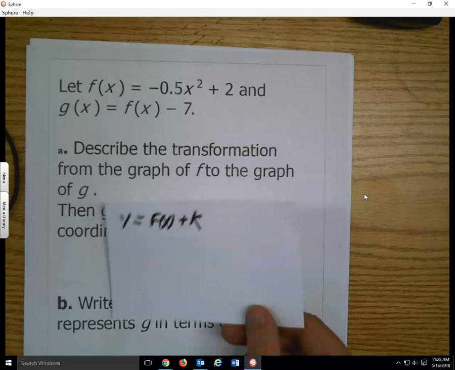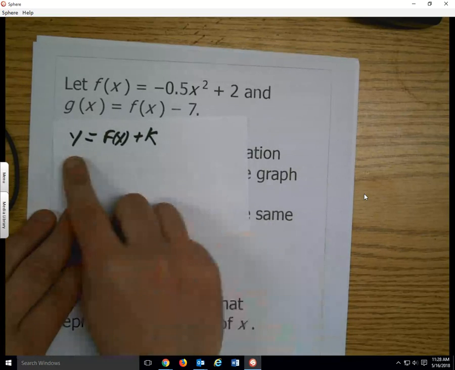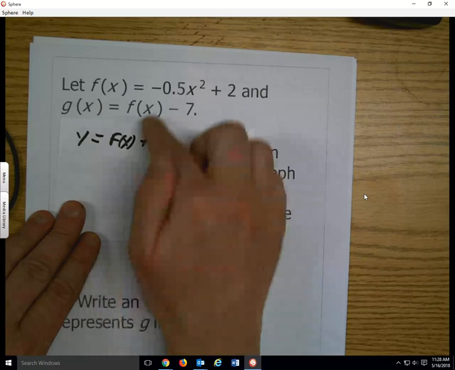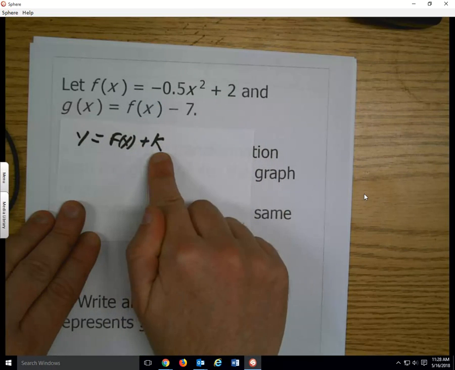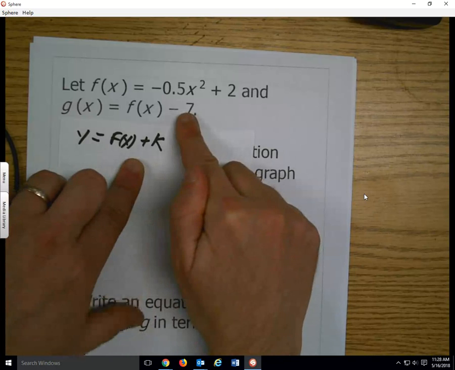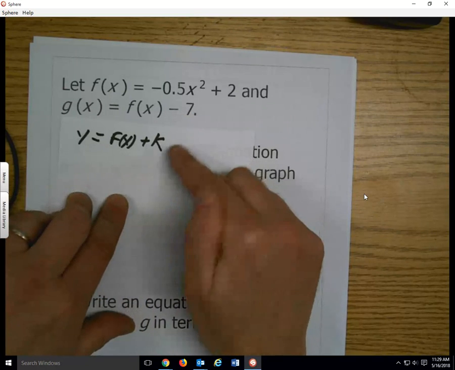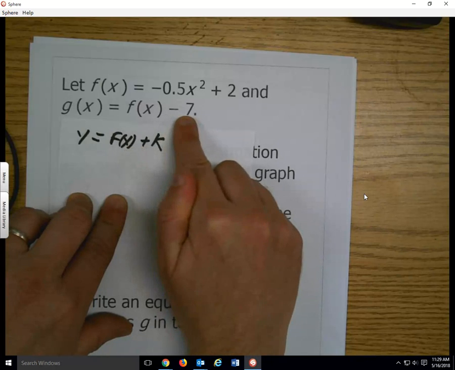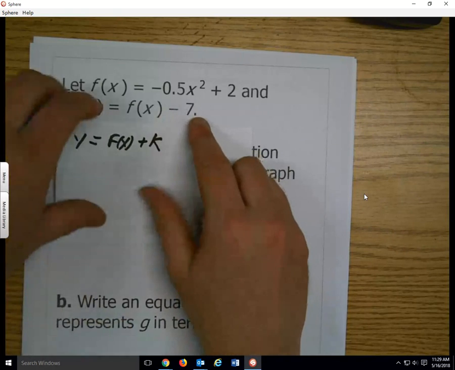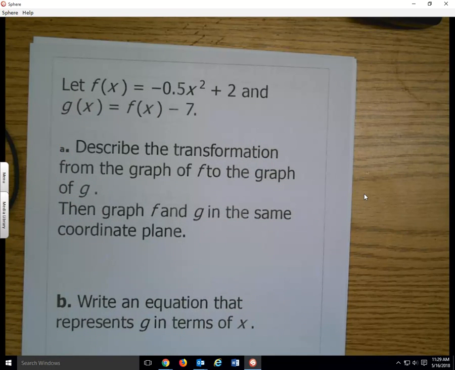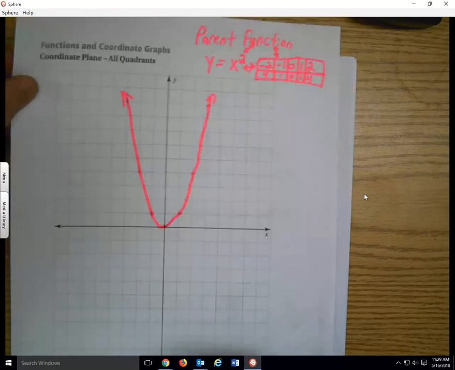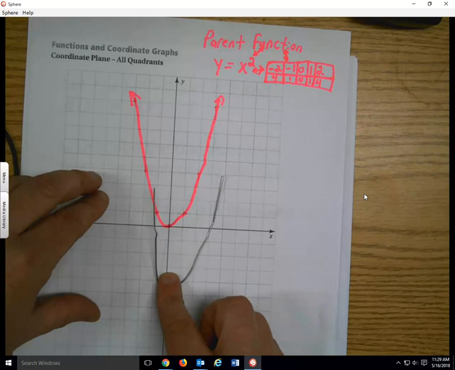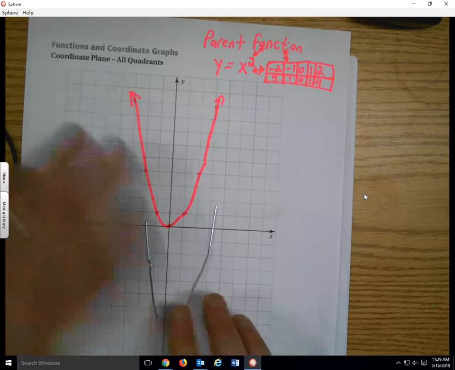Because it's of this format of y equals f of x plus k, this is the general formula you would use. You're taking that original f of x and you're just adding a k to it. In this case, it's a negative 7. So when it's in this format, all you're doing is paying attention to this k, which is a negative 7, and you're doing whatever it says. In this case, whatever the f of x is, you're going to go down 7.